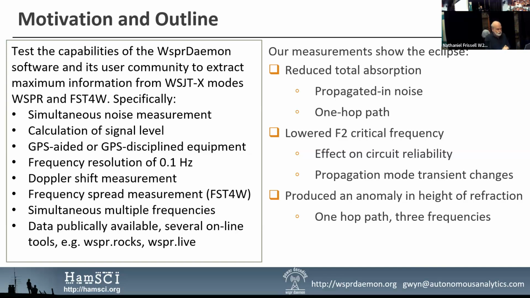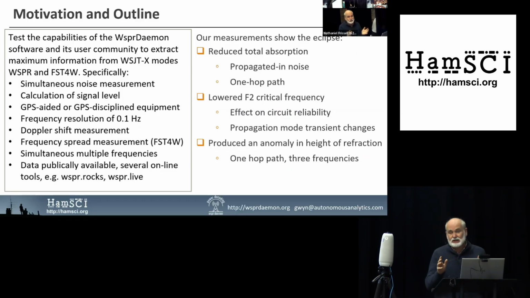So my motivation for this work was to test out the capabilities of Rob Robinette's WSPRDaemon software and the collective capability of the user community to extract maximum information from the WSJTX modes. WSPR metadata, so the existence of a path of known length between transmitter and receiver on a particular band at a particular time, has been used to study previous eclipses. But I wanted to look at the measurement capabilities of WSPR and its stablemate, FST4W, that could provide additional information.